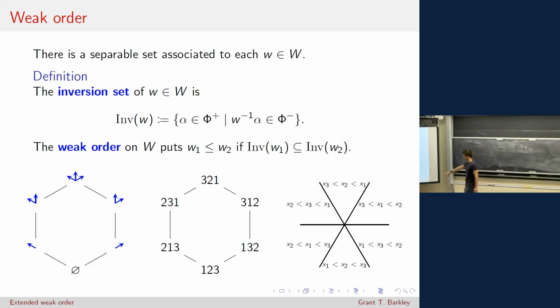Right, and over here I've listed the braid arrangement. There's a way to biject the permutations with the regions of the braid arrangement that is very big.